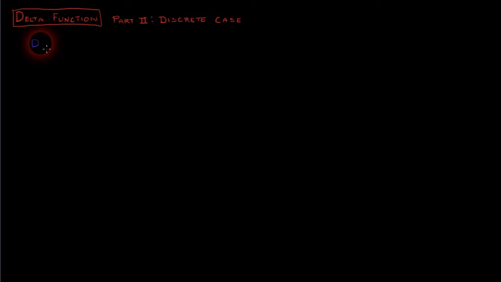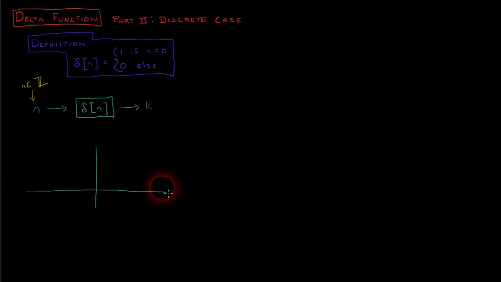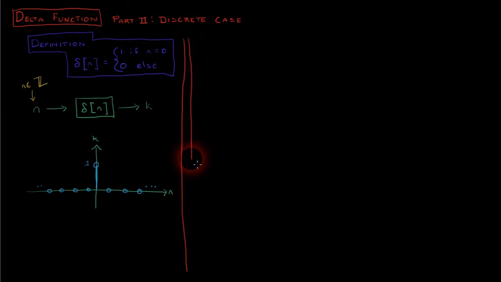Next, we consider the delta function in the discrete case, which is considerably more straightforward. In the discrete case, delta of n is equal to 1 if n is equal to 0, and 0 else. Again, we set up the system and plot. Let n be drawn from the integer number line with system output k. The plot is simply a lollipop at n equals 0 with height 1, and 0 for all other n. The properties of shifting, amplitude scaling, and sampling discussed in the continuous case apply to the discrete as well.